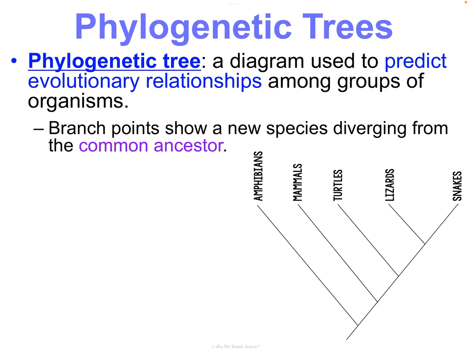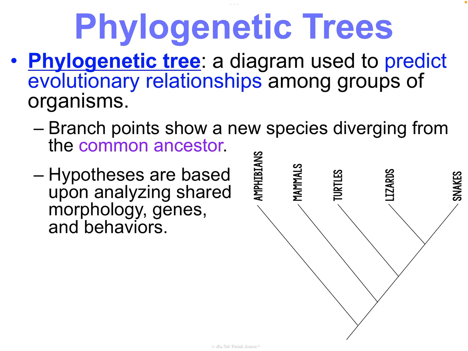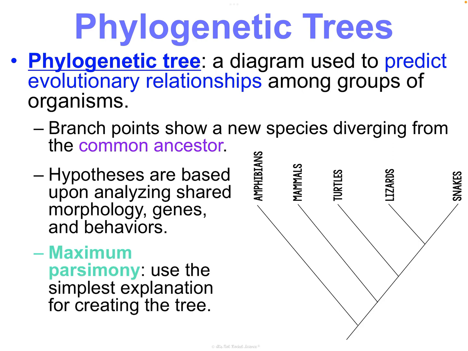Each branch point, so each time the tree kind of branches off into a separate direction, that shows a new species diverging from a common ancestor. Hypotheses are based upon analyzing shared morphology, so those structures and body parts, as well as genes, and then also behaviors. Like, are they nocturnal? Do they hunt? Stuff like that. Those are all things that are considered within a phylogenetic tree.